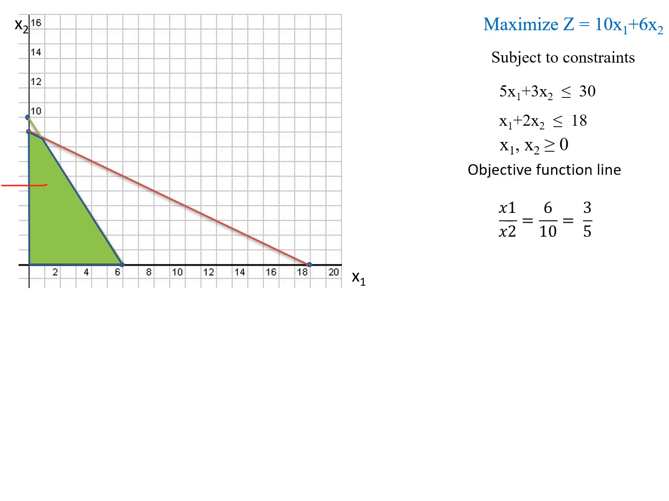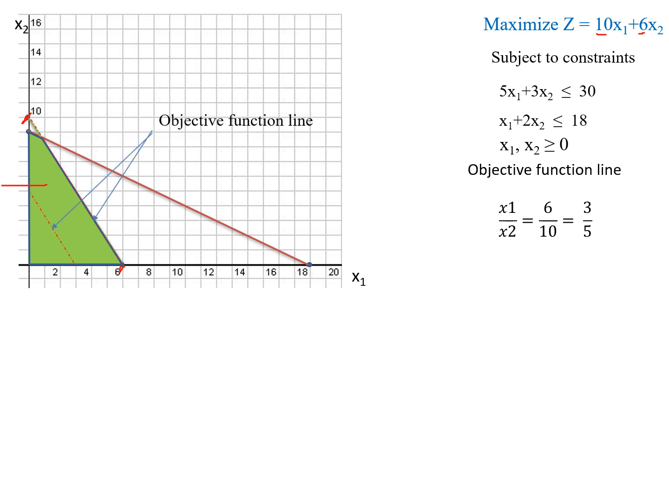And next we have to draw the objective function line. How are we drawing the objective function line? Decision variable x1 divided by decision variable x2 equals the coefficient of the second decision variable divided by the coefficient of the first decision variable. So the slope is given as 6 by 10, which is nothing but the coordinates 6, 10. We have to mark 6 on the x1 axis and 10 on the x2 axis, then join these 2 points. We will get the line for the objective function.